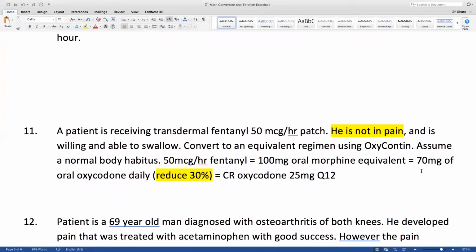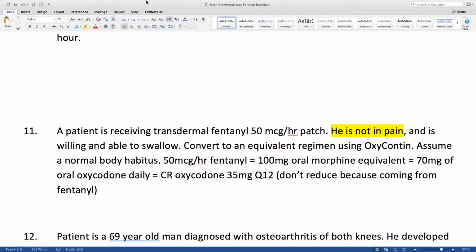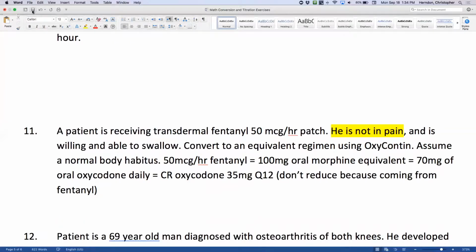Usually when you go from fentanyl to another drug, you don't need to reduce because it's factored into the calculator. So let me rephrase that. Reduce. So we'll say 35, right? Don't reduce because coming from fentanyl. Should I probably save this?